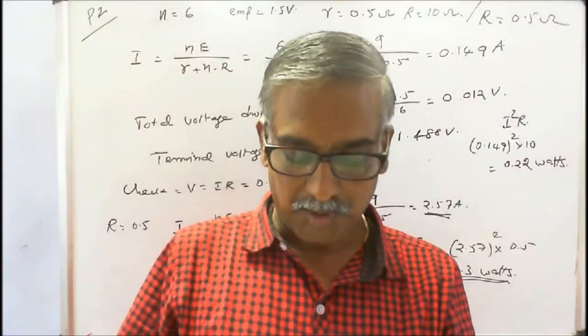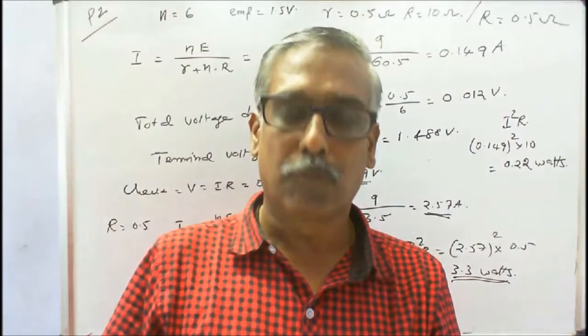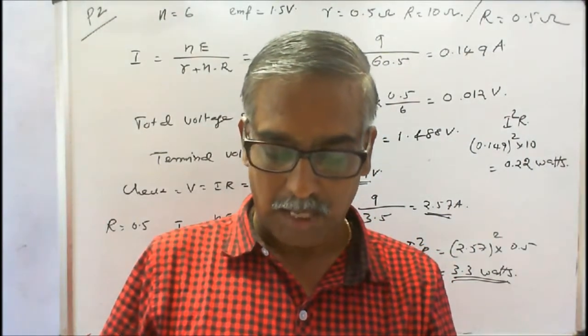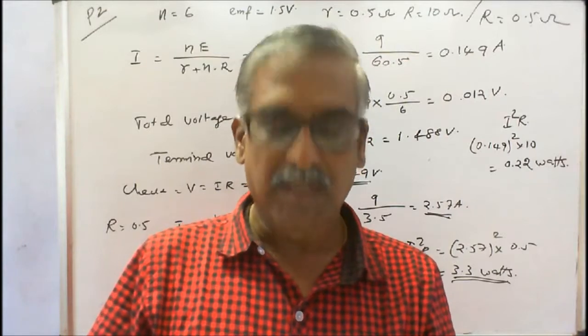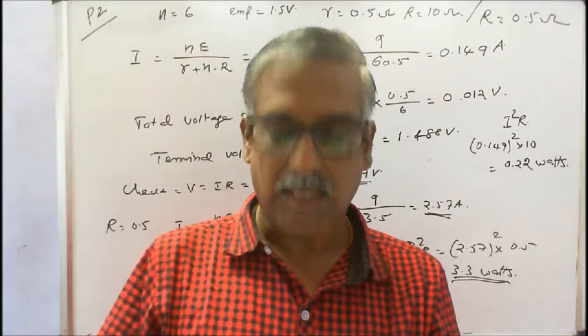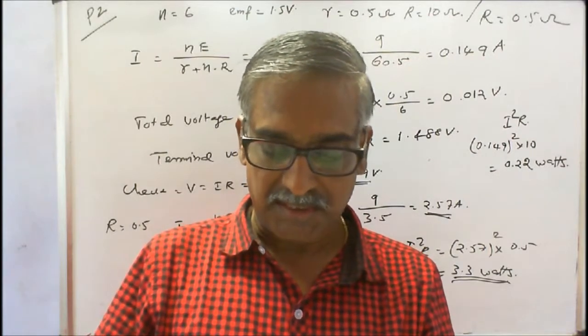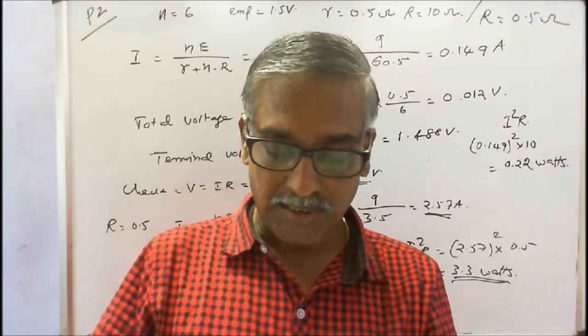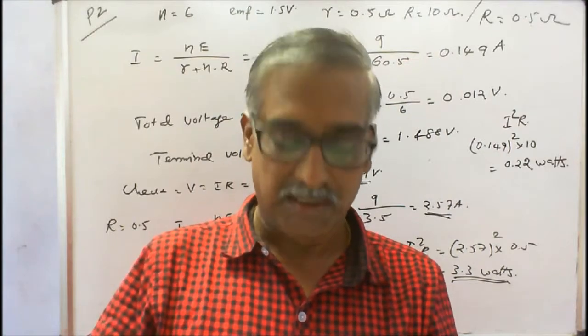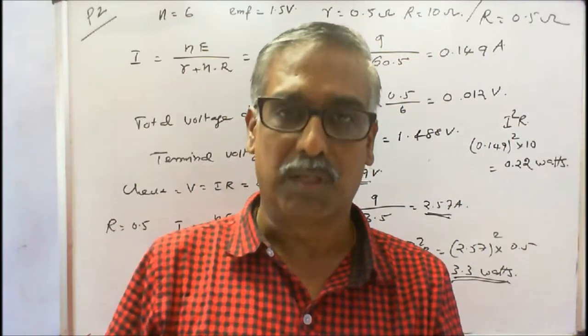The second problem: 6 cells of 1.5 volts EMF and 0.5 ohm internal resistance each are connected in parallel. The resistance of the load resistor is 10 ohms. Calculate the circuit current, voltage drop and terminal voltage.